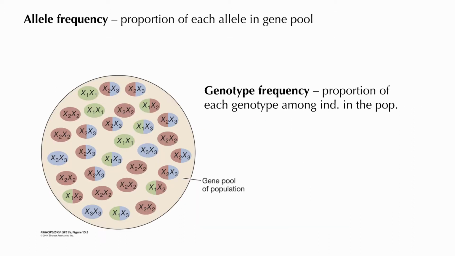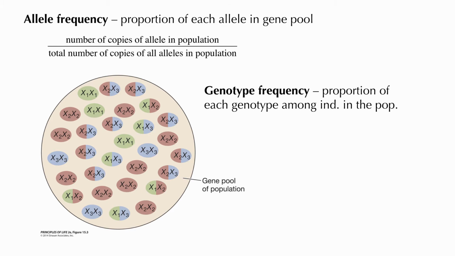And if you remember any type of frequency, so if I ask you to calculate the frequency of women in a room, what would you do? You'd take the number of women divided by the total number of people in that room. So that's the same thing with these frequencies. For the allele frequency, we're just looking at the number of copies of the allele of interest in that population divided by the total number of copies of all the alleles in that population. So for example, we're looking at the number of green X1 alleles out of all the alleles that are present. So every number 1, 2, or 3 X gene.